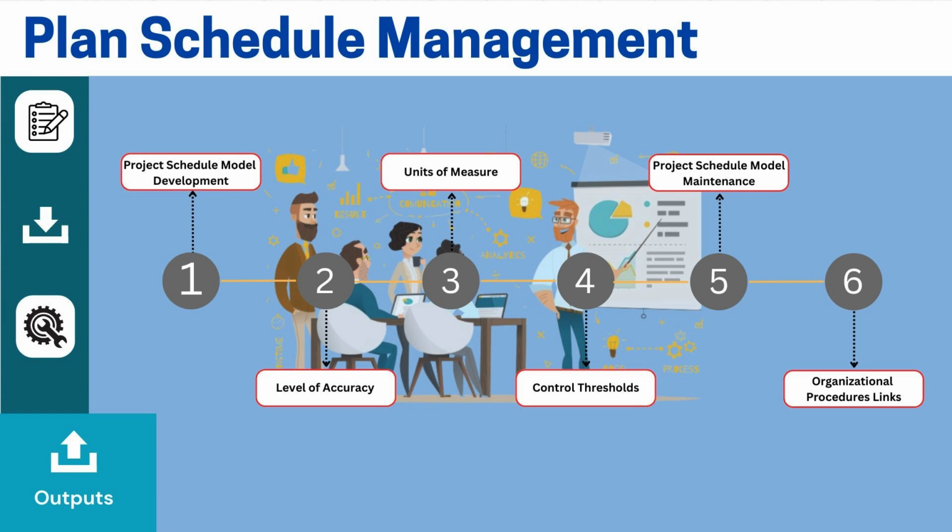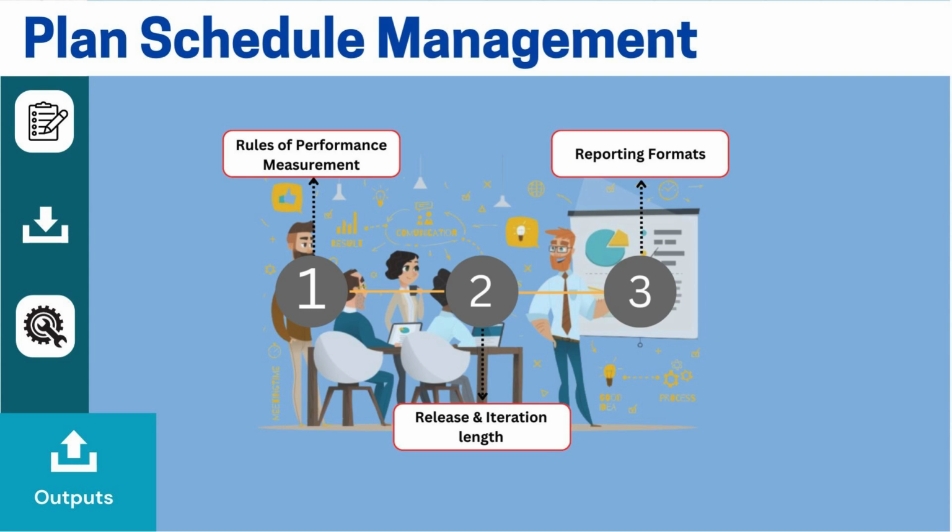Then, the project schedule model maintenance. This is where we talk about the monitoring part of it. So how can we monitor the schedule? How can we come up with the variances and monitor them effectively? Organizational procedures links will come from your OPAs, and that will be a part of OPAs later as well. Rules of performance measurement: how are you going to measure performance on the project, and where will this data come from? Then release and iteration length.